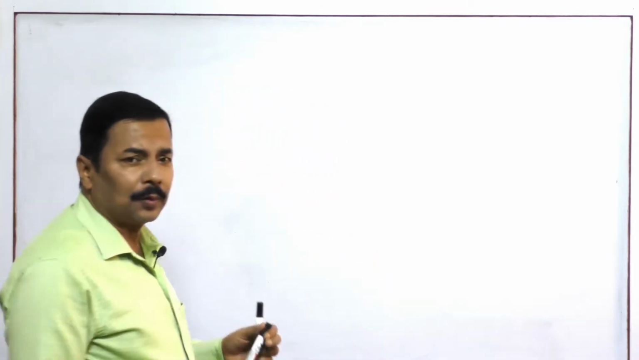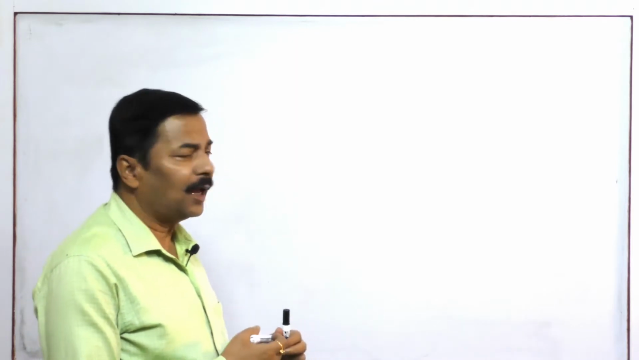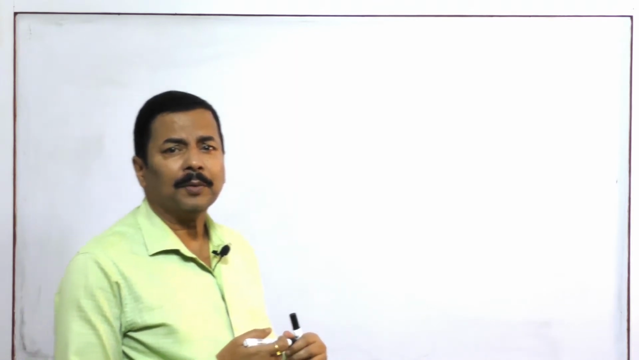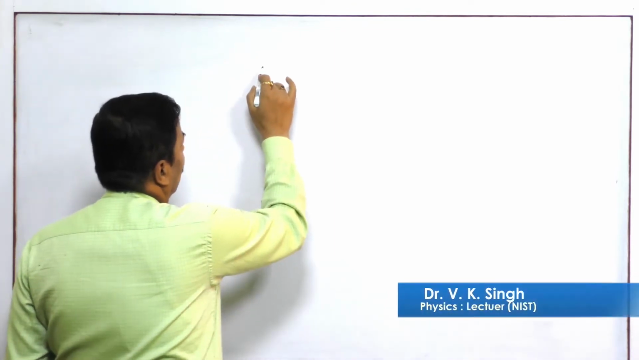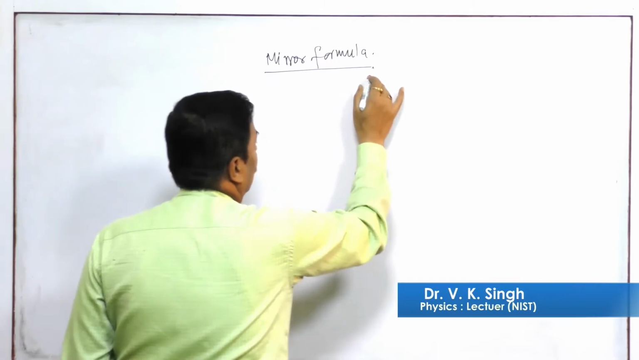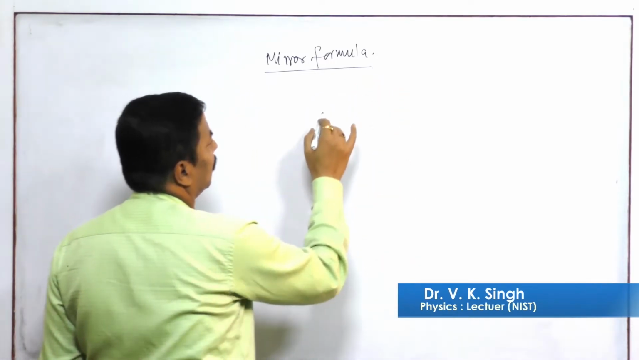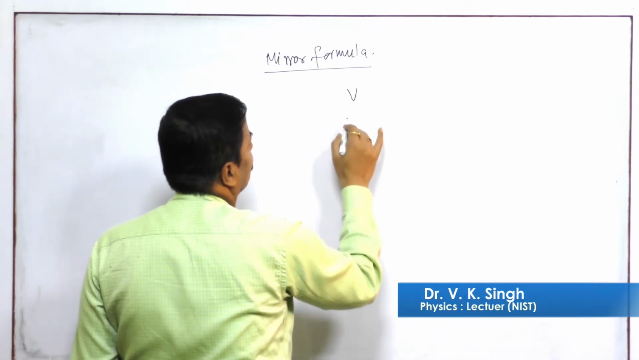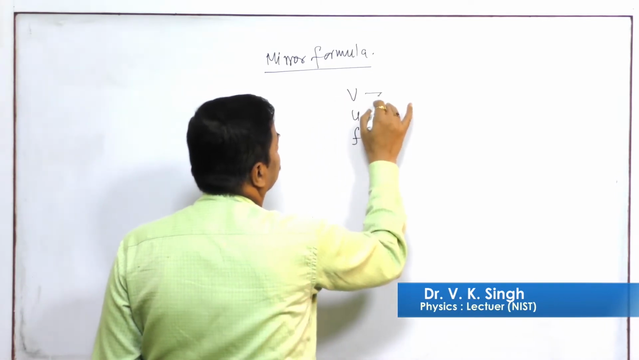We will continue our discussion of geometrical optics. In the last class we have seen the ray diagram. Now here we will see the mirror formula. After the ray diagram we will see the mirror formula. Mirror formula is basically the relation between image distance, object distance and focal length.